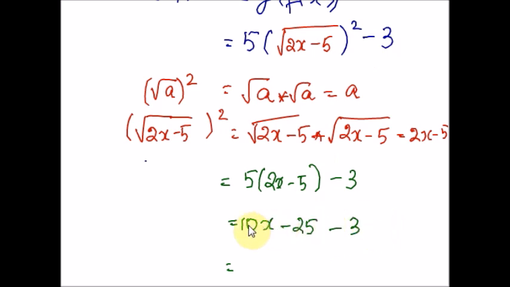We just have only one x term, so we need not combine anything with this term. But we have two constants with the same sign. So whenever you get two numbers with the same sign, you're going to add them, keeping the larger number's sign in your answer. So negative 25, negative 3 is negative 28. That's it for this problem.